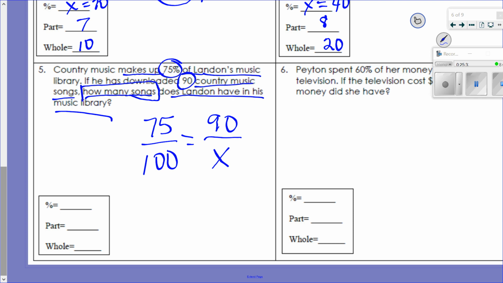If the numbers aren't friendly, what can we do? What can I do? Divided by what? What else could I divide it by? 25. And that gives me 3 over 4, right? Yes, sir. How did I go from 3 to 90?